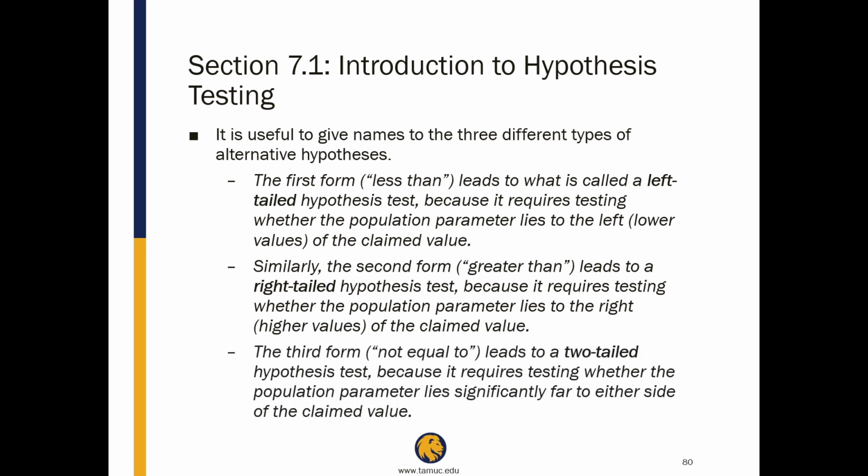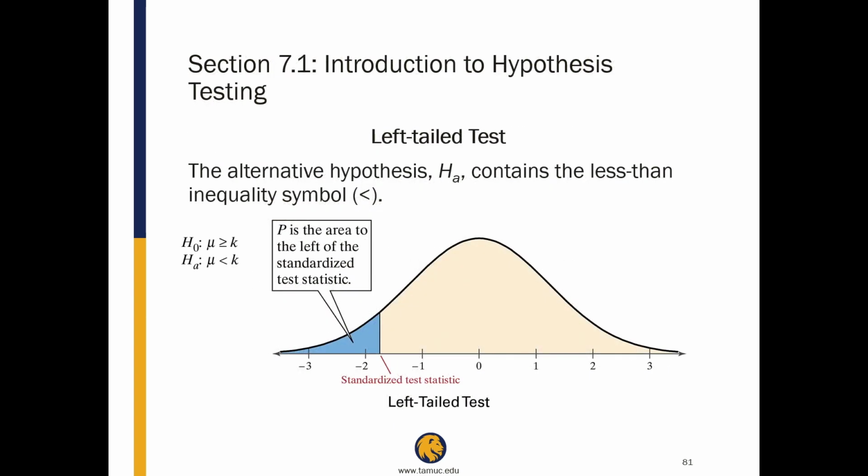The third form, not equal to, leads to what's called a two-tailed hypothesis test, because it requires testing whether the population parameter lies significantly farther to either side of the claimed value, on the left and the right. This tailed terminology, left, right, or two-tailed, also corresponds to the normal distribution curve.